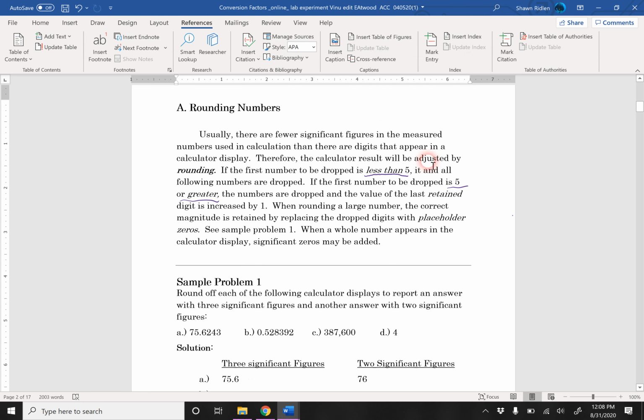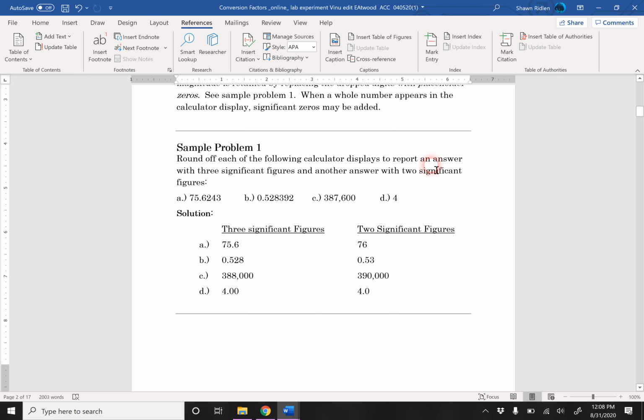But let's just look at an example or two. Okay, so this question asks us to round these numbers to 3 sig figs and then to 2 sig figs. Okay, so it gives us a couple numbers here. So let's just do 1 or 2 of these. So the first one, it gives us 75.6243. And the first thing it wants us to do, again, round to 3 sig figs. So with sig figs, when you have non-zero digits, we know that all non-zero digits are significant.